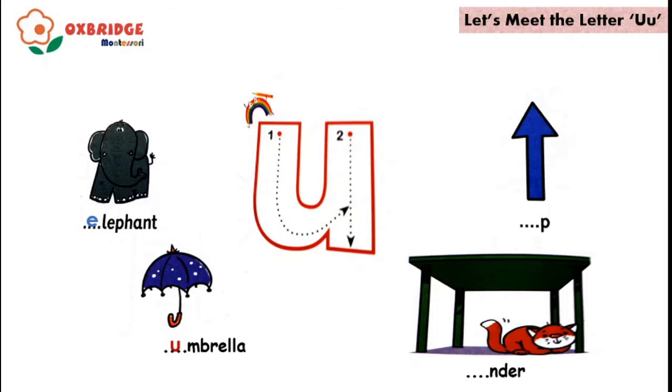Next we have a picture of a cat hiding under a table. You don't have to find out the beginning sound of cat or table. You have to find out the beginning sound of under. Say under. Yes, the beginning sound of under is U. Next we have an arrow which is pointing upwards. We don't have to find out the beginning sound of arrow, but up. Say up. Yes, very obvious. The beginning sound of up is also U.